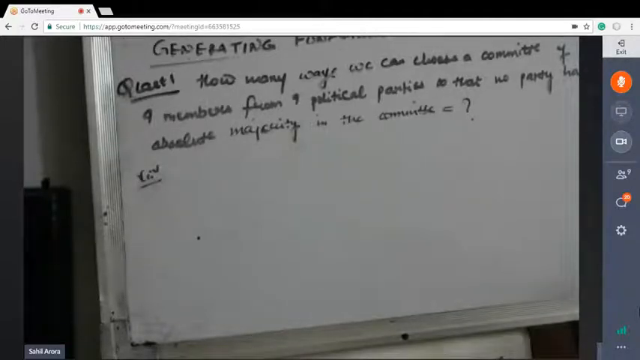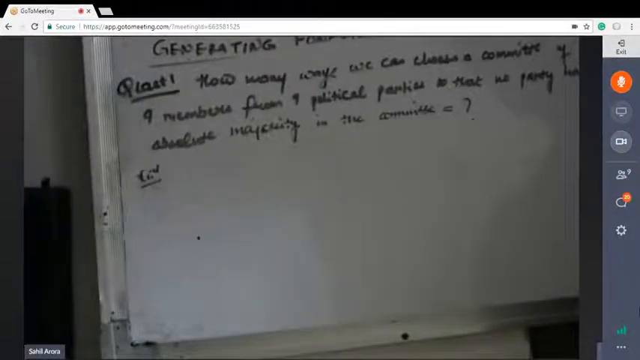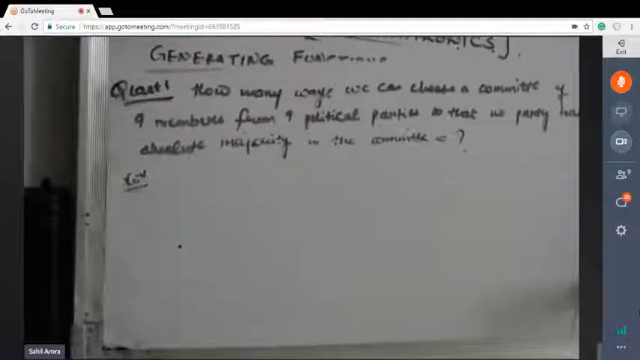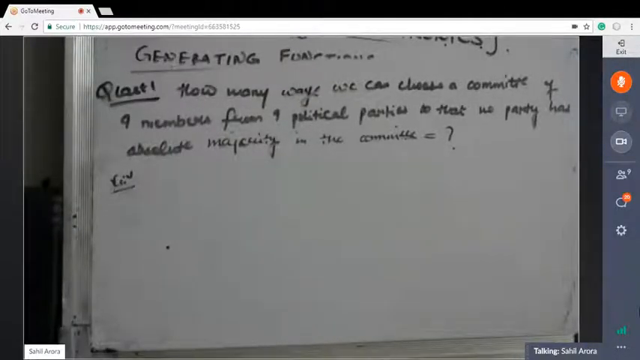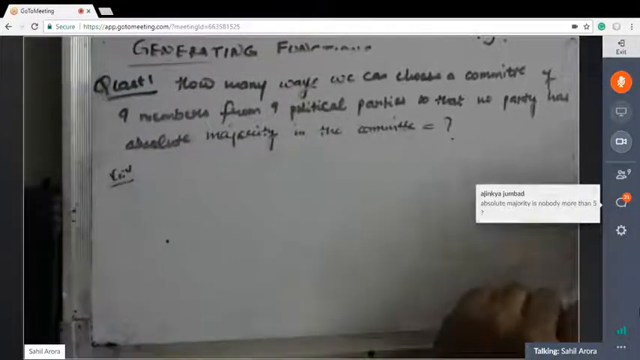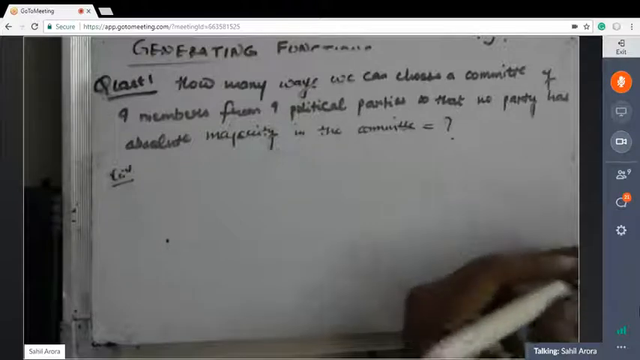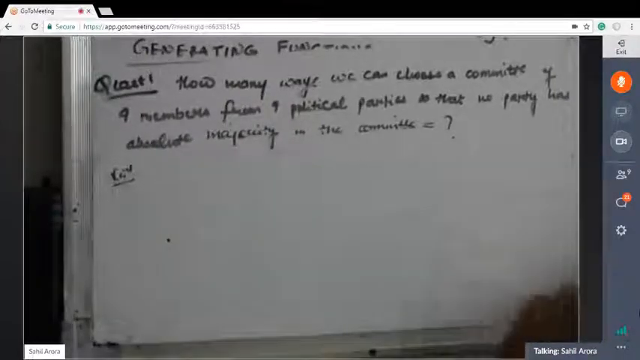If anybody has some approach, they can speak and tell to everyone. See, how I actually thought about this question is this way. The question says how many ways we can choose a committee of 9 members from 9 political parties, right? Absolute majority is nobody more than 5. Actually, you are right in one sense, but not more than 5 is a little bit wrong, right? How I thought is like, listen here.